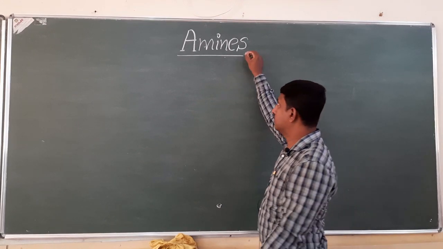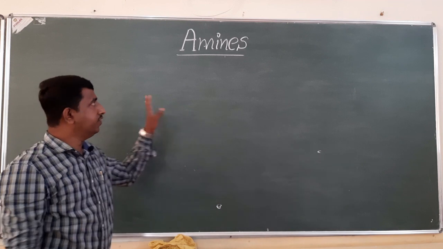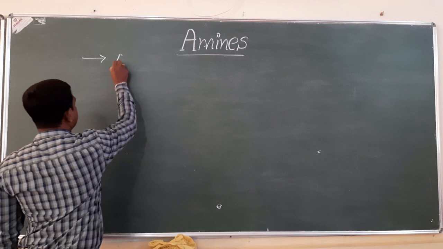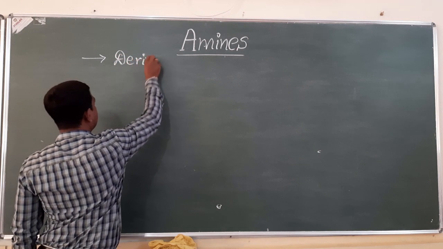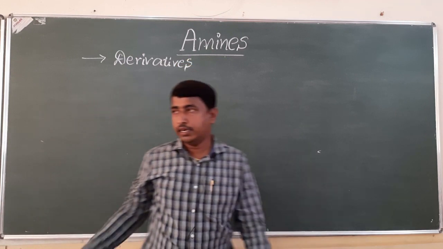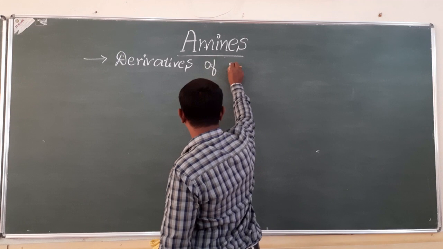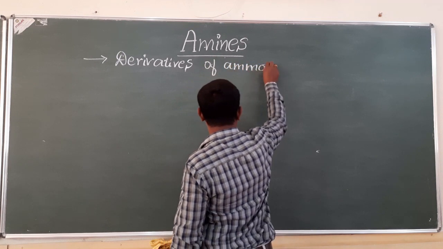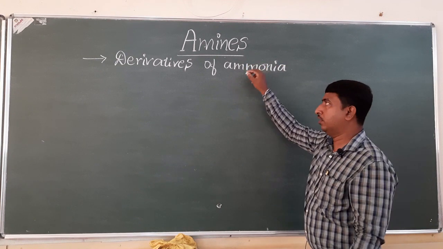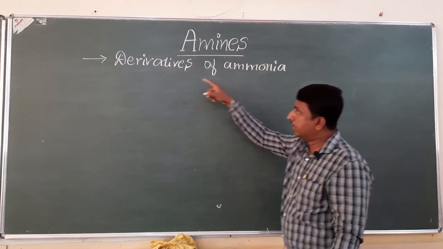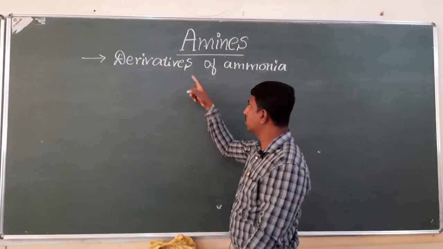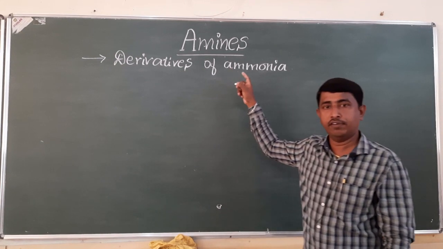Amines. Now let us see the definition of amines. What are amines? Amines are derivatives of ammonia. Derivative means these are the compounds. Amines are the organic compounds obtained from ammonia.